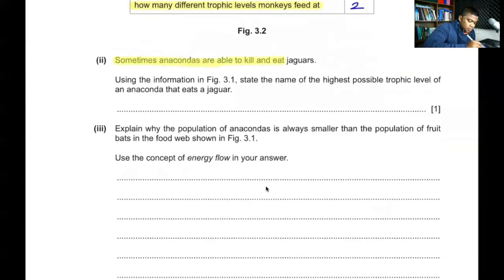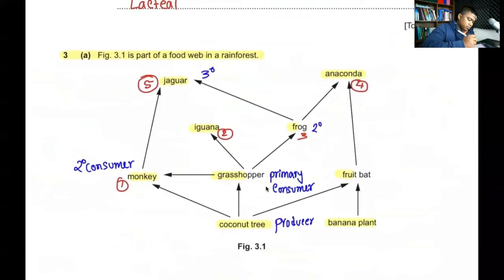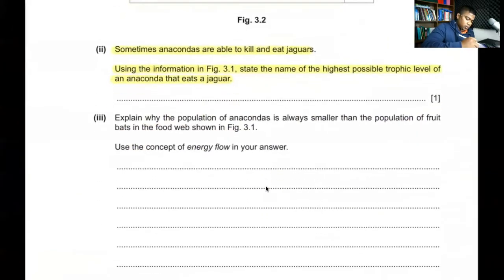Okay, sometimes anacondas are able to kill and eat jaguars. Using the information in figure 3.1, state the name of the highest possible trophic level of an anaconda that eats a jaguar. Okay. Highest possible trophic level, anaconda that eats a jaguar. So basically, if we had anaconda over here, then it would be a quaternary consumer. So definitely 5th trophic level.